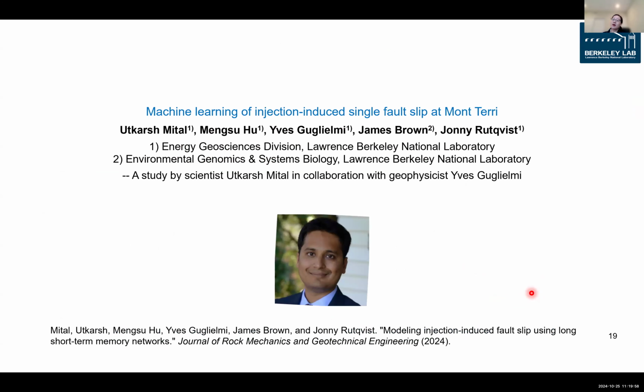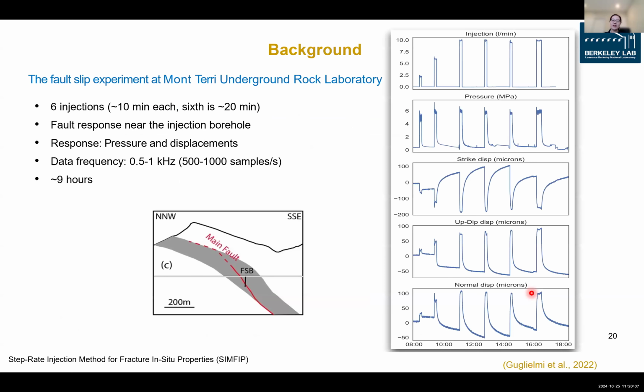So now I'm moving to the second part, using machine learning to learn injection-induced single fault slip at Mont Terri. It's the same place, but a different type of experiment conducted at this underground research laboratory. Here is a very brief picture of what this means. There is this Opalinus clay, and there's a main fault that goes through it, intersecting the clay, and there are several boreholes being instrumented to conduct different types of tests.